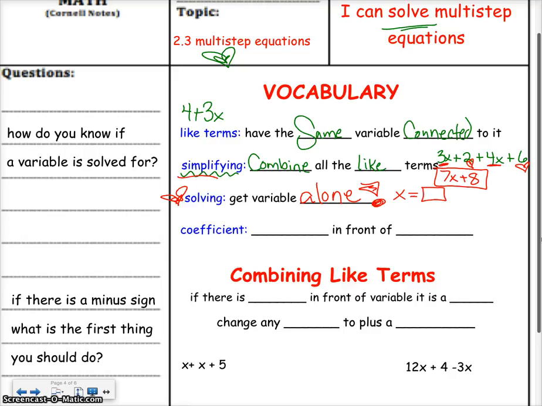And you need to know what coefficient is. Remember, coefficient is a number in front of a variable. So my coefficient there is 4. My coefficient on this one would be -2. My coefficient here is not nothing. There's that 1 in front that's just hiding. So remember, coefficient is a number in front of a variable.